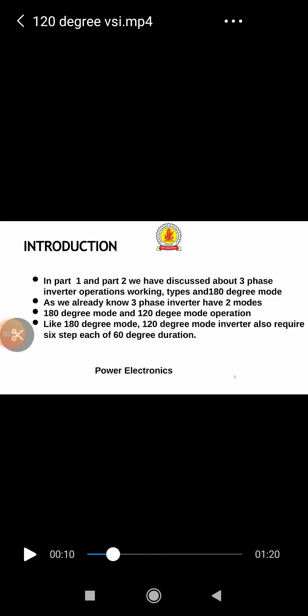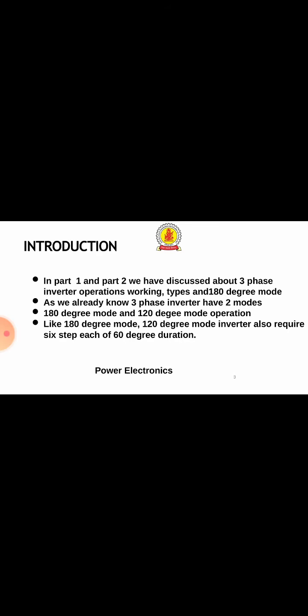Introduction. In part 1 and part 2 we have discussed 3-phase inverter operation, working, types and the 180-degree mode. As we already know, the 3-phase inverter has two modes, 180-degree mode and 120-degree mode operation. Like the 180-degree mode, the 120-degree mode inverter also requires 6 steps, each of 60-degree duration.